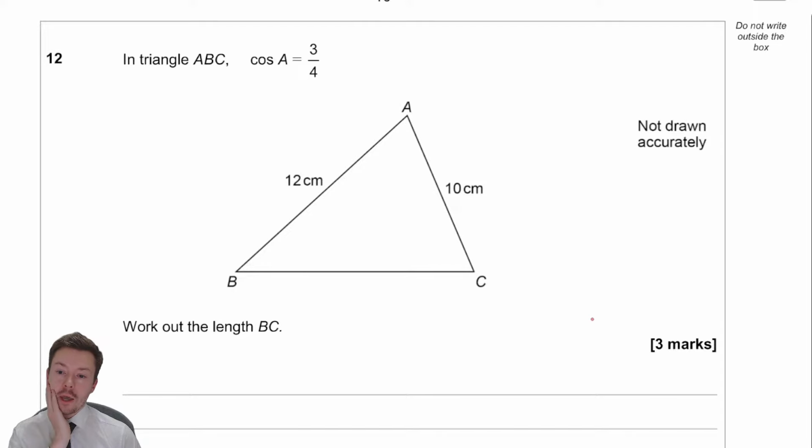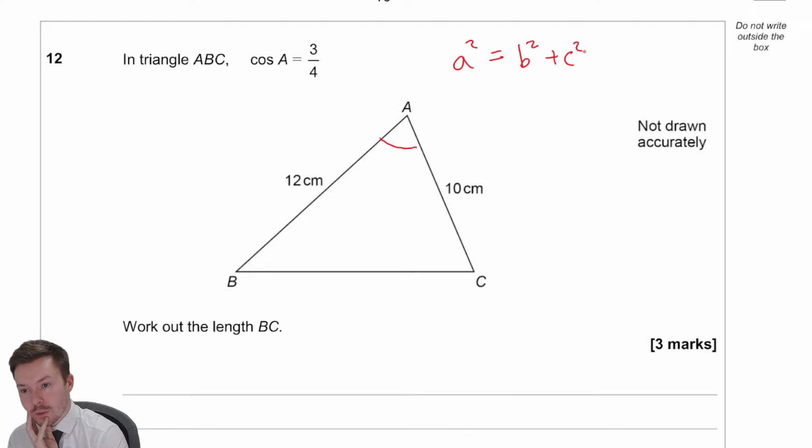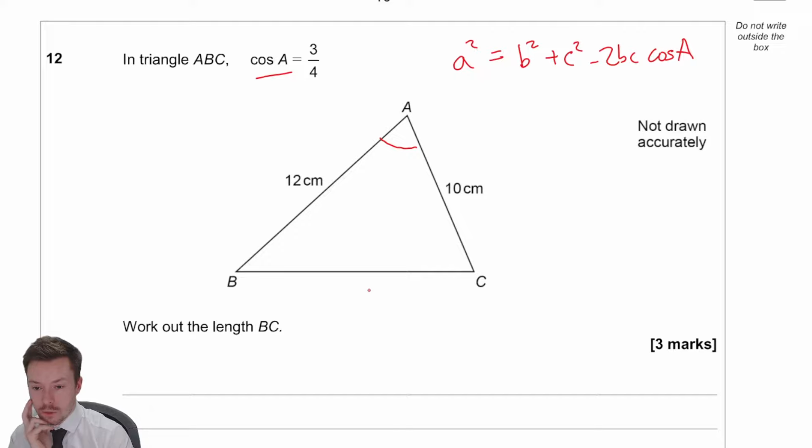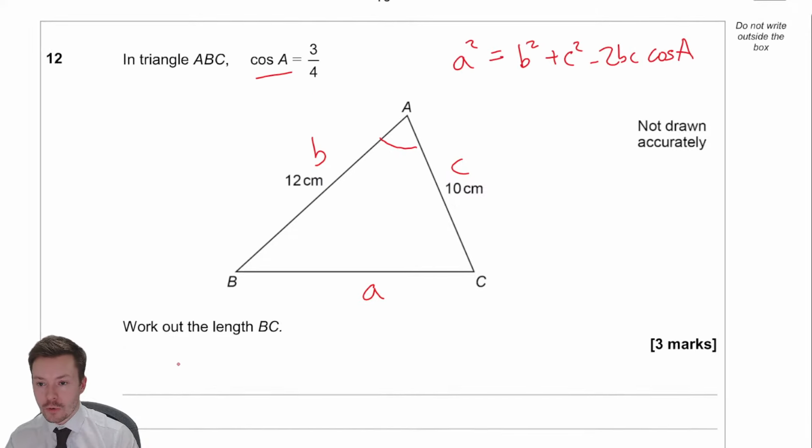In triangle ABC, cos A is 3/4. Work out the length of BC. So here, we need to use the cosine rule, and that is a squared equals b squared plus c squared minus 2bc cos A, which is what we're told. So that's 3/4. That's going to be our A. B and C don't matter. So let's start substituting our values in.